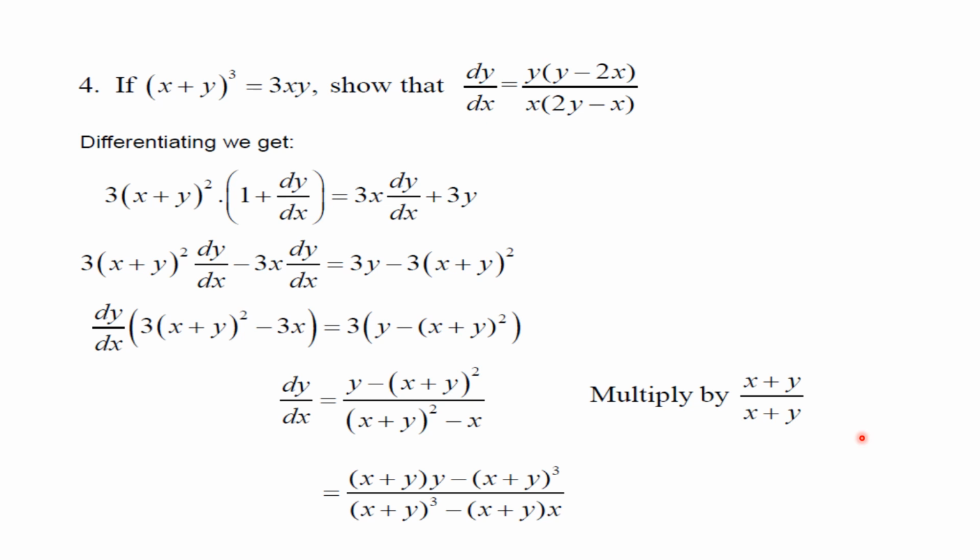So you continue to multiply by x plus y over x plus y. Please work this out. It's not just normal algebra. And then you expand this individually, and the y cubed will get cancelled out, and you will arrive at the final answer, which is this. So please work this out on your own.